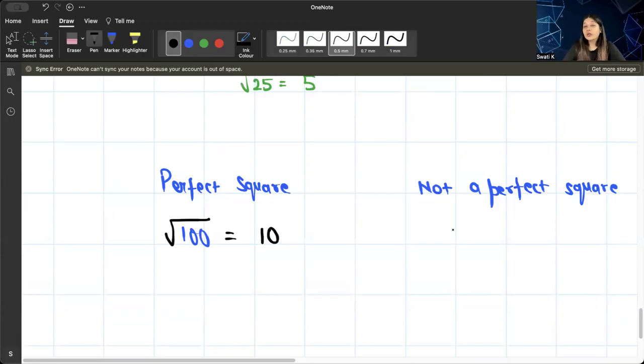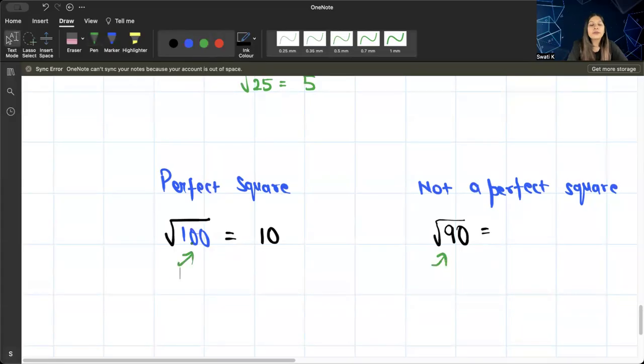But what is the meaning of not a perfect square? That means suppose I'm writing 90 and I want to find out the square root of 90. Now you have to think, which number will you multiply 2 times to get 90? The answer is we do not have any such number. There are certain numbers for which you cannot find a perfect square. For example, root over 90. There is no number that you'll multiply 2 times and get 90. So that is called not a perfect square number, and this is called a perfect square number.